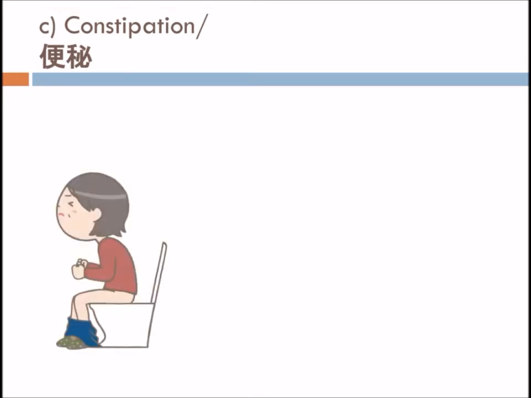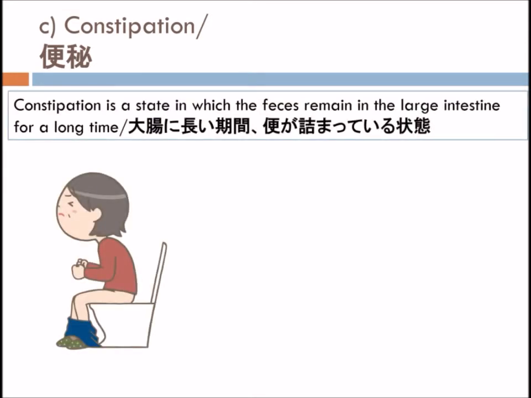Constipation. Constipation is a state in which the feces remain in the large intestine for a long time. Usually, the food intake will be excreted as feces in about 24 to 72 hours, caused by reduced functions of the intestine, loss of muscle strength, suppression of the urge to defecate, etc. Symptoms are lack of appetite, stomach ache, nausea, etc.